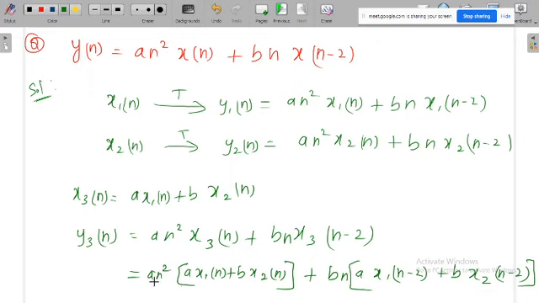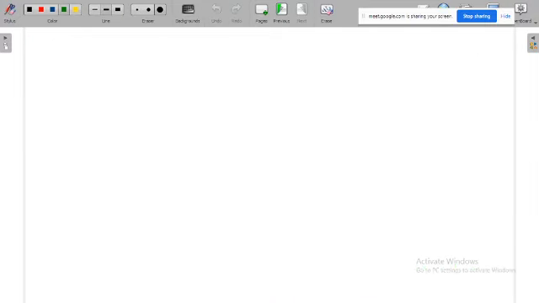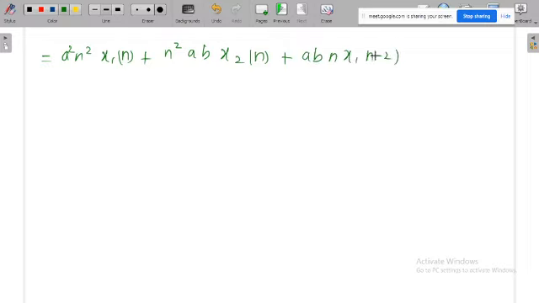Now just take this term inside and multiply. Similarly this term inside and multiply. So we'll be getting this one: a square n square x1 of n plus n square ab x2 of n plus ab n x1 of n minus 2, plus b square n x2 of n minus 2. We'll get 4 terms.